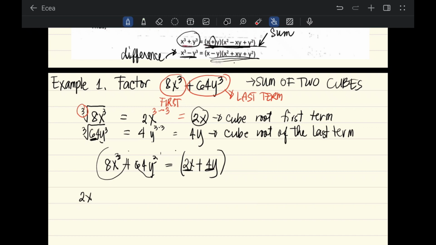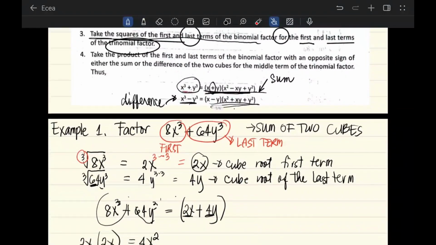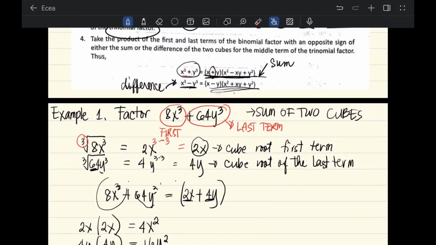How will we look for the squares? We multiply the factors to itself. So, 2x times 2x, that is 4x squared. 4y times 4y, that is 16y squared. This is for step number 3. Okay. For the first and last terms of the trinomial factor, this is what we call the trinomial factor.